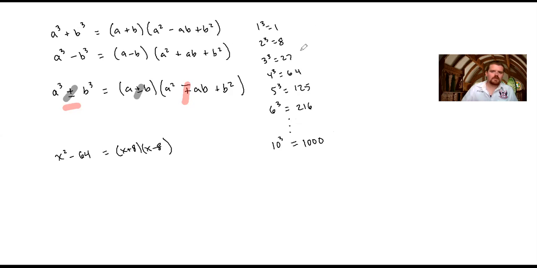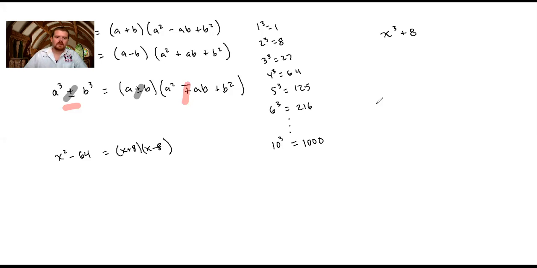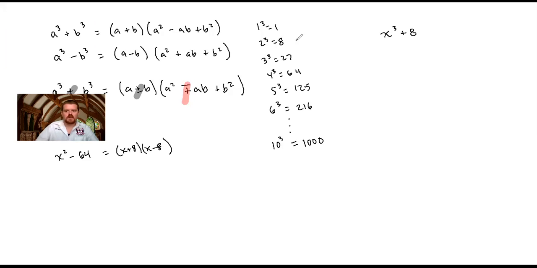So if I have an x cubed plus or minus one of these numbers, I should be thinking, hey, I can factor this using sum or difference of cubes. So let's look at a couple examples like that. x cubed plus 8. 8's a perfect cube, so we can do that. So I recognize that 8 is a perfect cube, and so I can write this out.